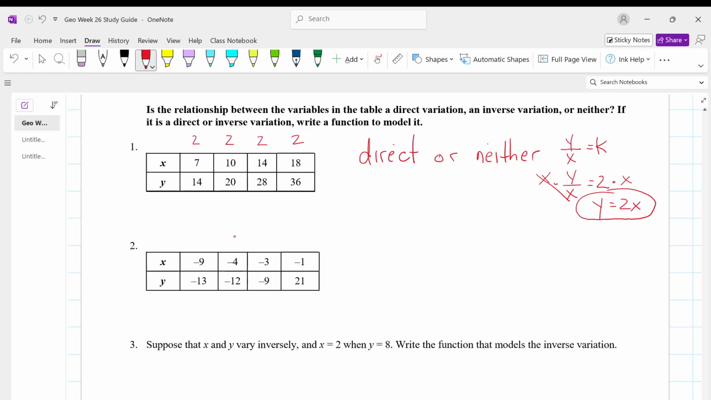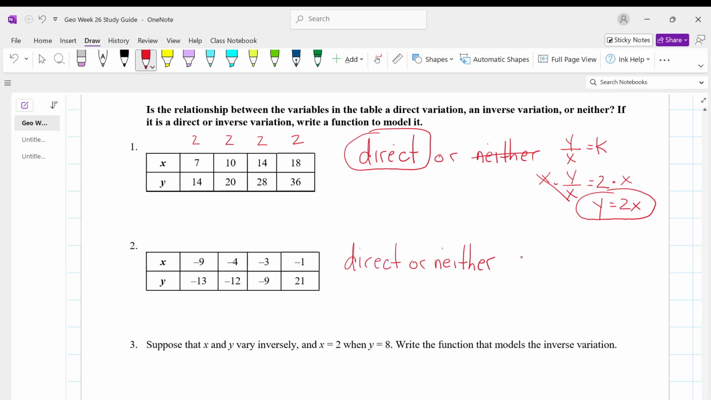So in this second table of values, the x's are all increasing, and the y values, negative 13, negative 12, 9, 21, are all increasing as well. If you start at negative 9, you're starting way left on the number line and moving to the right, so the values are actually increasing. So this can either be direct or neither.